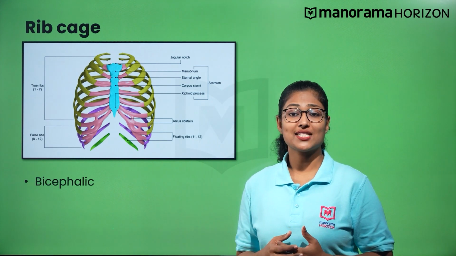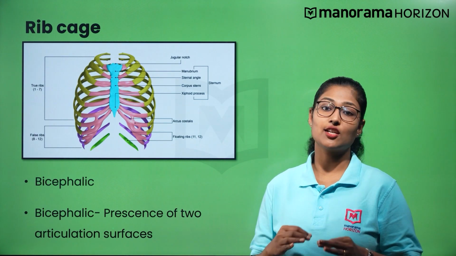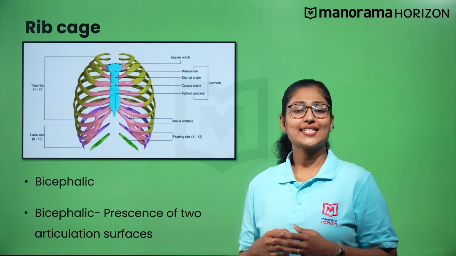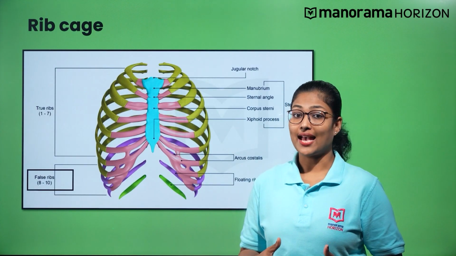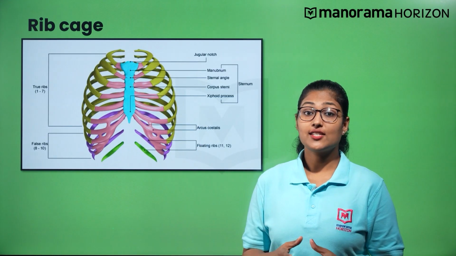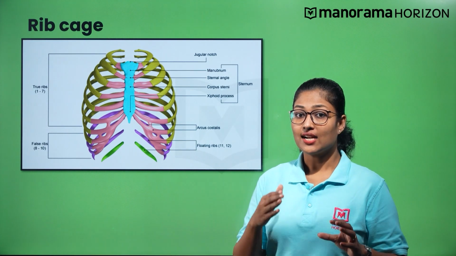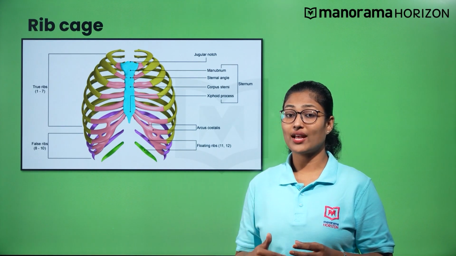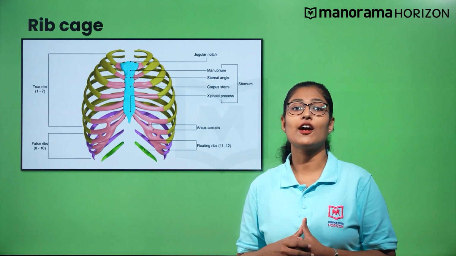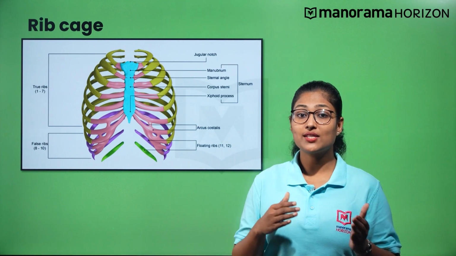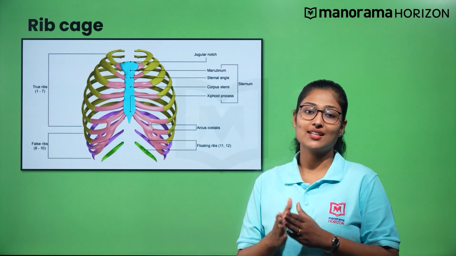And what does the word bicephalic mean? That is, there are 2 articulation surfaces. Let us categorize the ribs as true ribs, false ribs and floating ribs. The first 7 pairs are called the true ribs. You have to keep in mind that dorsally they are attached to the thoracic vertebrae and ventrally connected to the sternum with the help of hyaline cartilage. Or we could say that they are directly attached to the sternum through the intercostal cartilage.